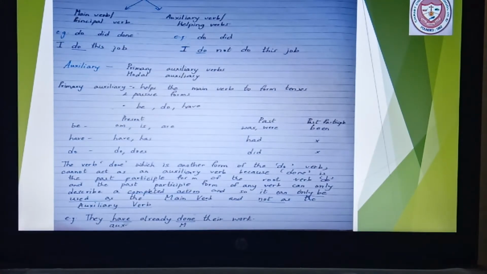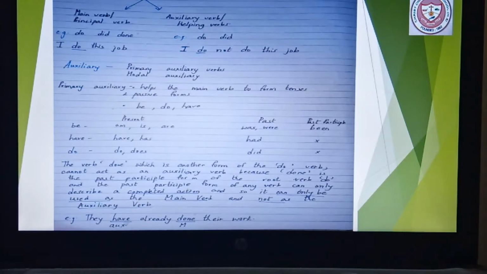So here the primary auxiliaries are be, do and have. Now see, I've made a table here where you will see that be has many forms. Be in the present is am, is, are. These are the forms of be in the present tense. As I told you, it helps to form tenses. And in the past we have was, were, and the past participle being.